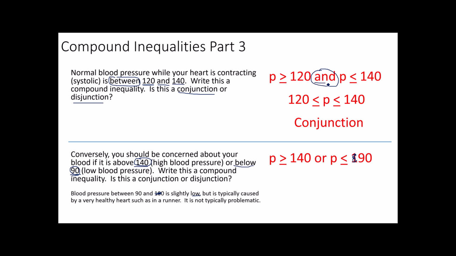In order to be healthy, both those conditions must be met. You need to be above 120 and below 140. But in order for you to be having blood pressure difficulties, either of the conditions can cause problems. That is, of course, a disjunction because only one of them must be true.